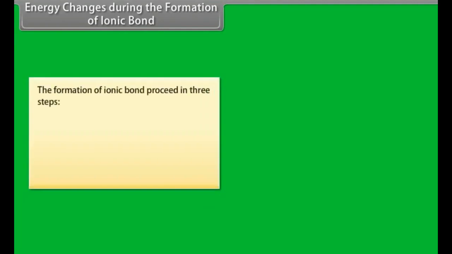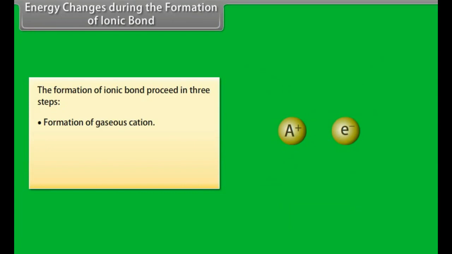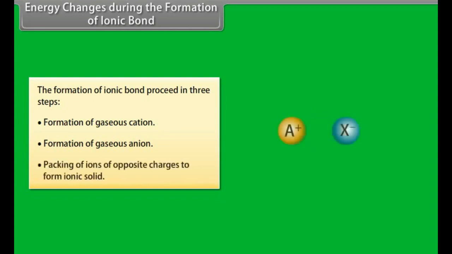Energy changes during the formation of ionic bond. The formation of ionic bond proceeds in the following 3 steps. Step first, formation of gaseous cation. The energy required for this step is called ionization energy. Step second, formation of gaseous anion. The energy released from this step is called electron affinity. Step third, packing of ions of opposite charges to form ionic solid. The energy released in this step is called lattice energy.